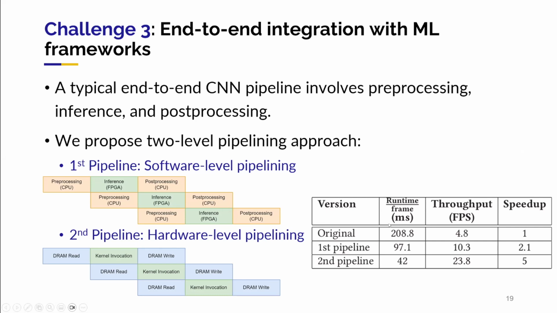For example, without any optimizations, just executing everything sequentially, we will get around 208 millisecond runtime, or around 4 frames per second. But then when we add the first pipeline optimization, we get around 10 frames per second. When we add the second pipeline, we get around 23 frames per second, which is an important optimization that people should consider while having end-to-end pipelines.